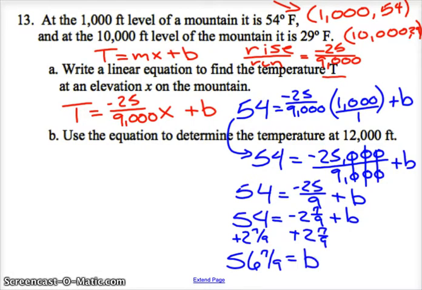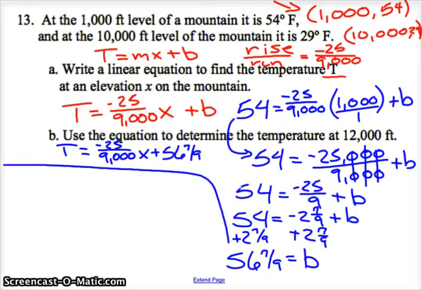So my final equation is going to be T equals negative 25 over 9,000 x plus my b, which is 56 and 7/9. So there I have it. There's my first part, part A. B says use the elevation to determine the temperature at 12,000 feet.